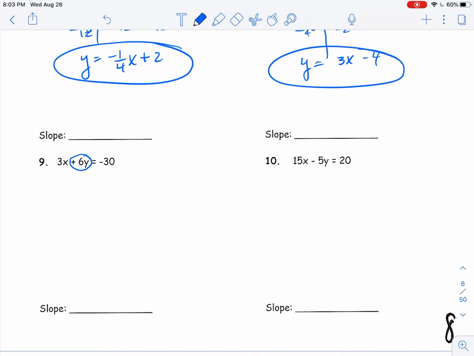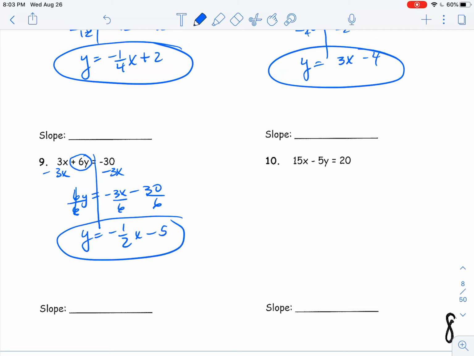Solve for y. Let's get this guy by itself. Get rid of the 3x, so we're going to take that away. Remember, we combine like terms. On the right side, we have a minus 3x minus 30. And then let's divide everything by 6. y is negative half x minus 5. And we're done. Last problem for today.